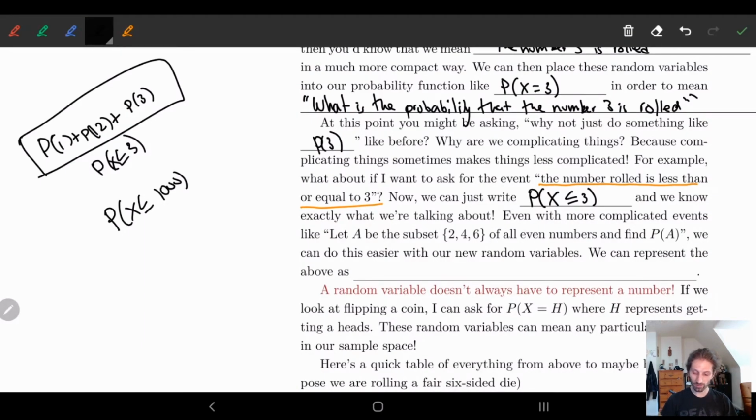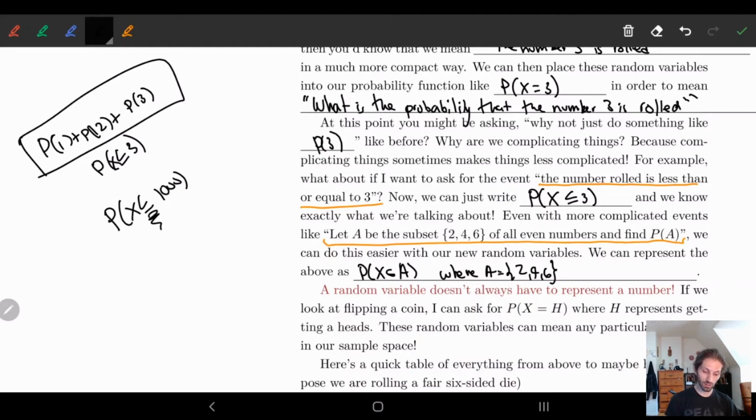Okay, let's look at something a little more complicated. If I can't do x is less than 3, how do I look at just regular subsets? For example, let A be the subset {2, 4, 6} of all even numbers, and find P of A. In other words, how do we write this in our new notation? It is a little more nasty, but we say, what is the probability that x is contained in A, where A is equal to {2, 4, 6}.